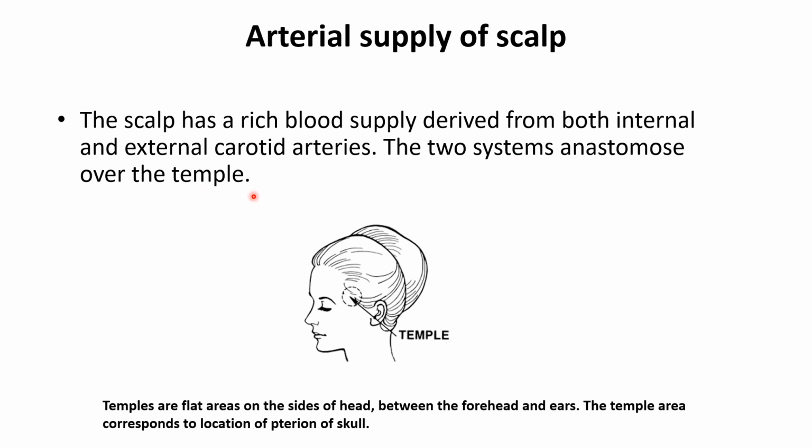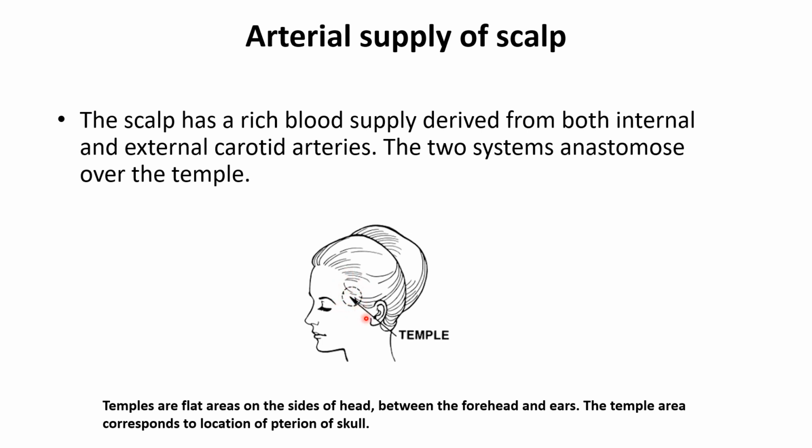Now the question arises, what is the meaning of the word temple? Temples are flat areas on the sides of the head between the forehead and the ears. So this is the forehead and this is the ear. This is the temple area on the sides of the head. The temple area corresponds to the location of the bony component, that is the pterion of skull. So temple is one area where there is anastomosis between internal and external carotid arteries.